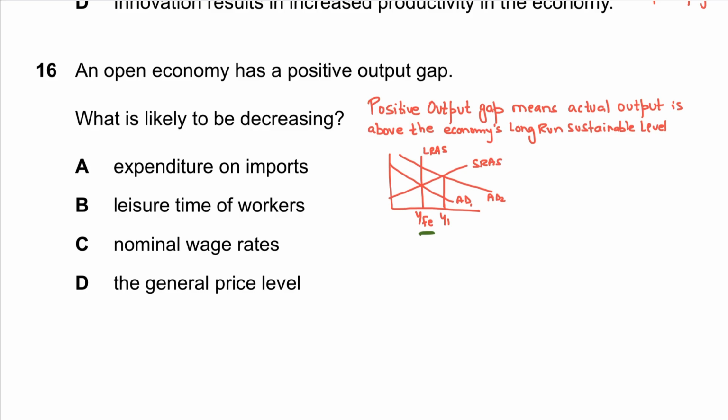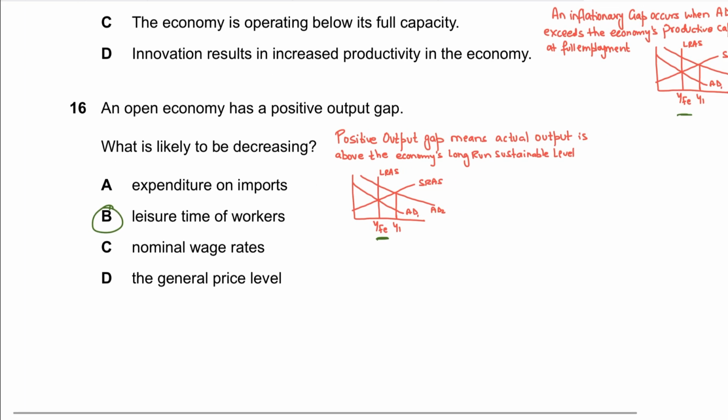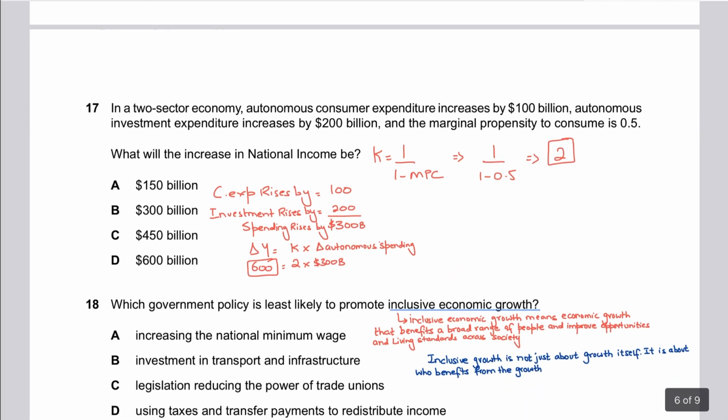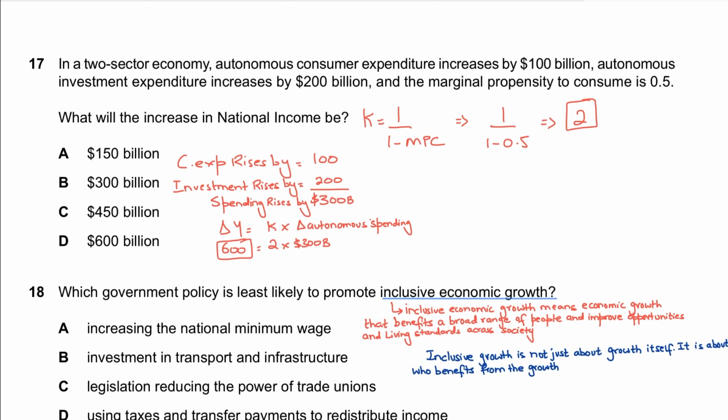We know what a positive output gap is. It is when the economy is producing more than the economy's long run sustainable output. So what will happen? Workers are producing very heavily. There's overburdening and overutilization of resources. So the demand for labor would be unsustainably strong. Workers would likely be working very long hours, doing overtime, taking fewer breaks, which means they will have very little leisure time, right? They will not have time for themselves. So leisure time would be falling. So the answer to question number 16 has to be B for boy. Leisure time is decreasing. Question 17: in a two-sector economy, autonomous consumer spending increases by 100 billion.